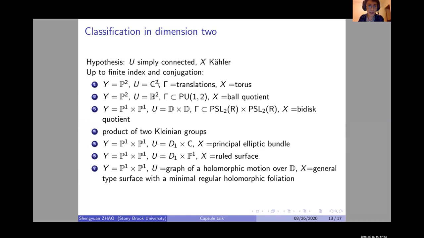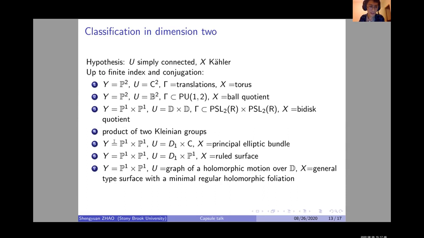The first case is just a case of complex tori. The second case is the Brook quotient case. And the third case is the case of bidisk. So there are two bounded symmetric domains in dimension two. One is the ball, and the second is the bidisk, the product of two unit disks. The third case is this case of bidisk, and the group is a lattice in the product of two copies of PSO2R. And the fourth case is the stupid case of product of two one-dimensional classical Kleinian groups.